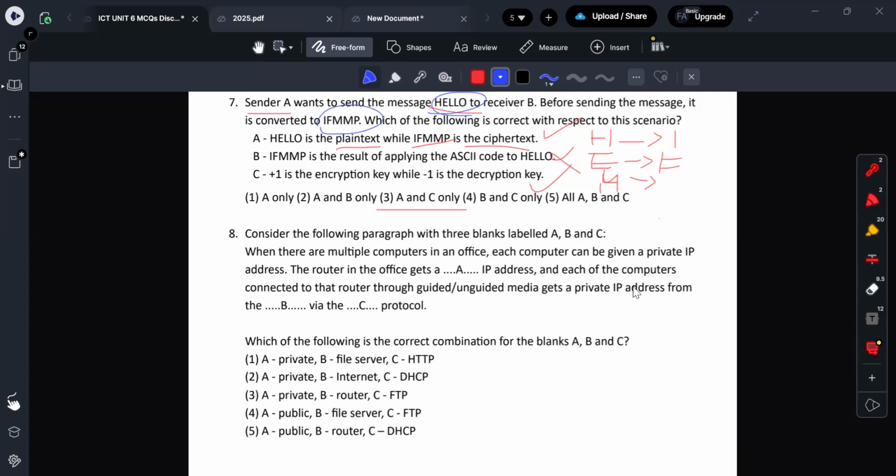So after H, when you add 1, what is the letter? After that, I, right? The alphabetical order. After E, you have F. And in hello, there is L, L, O. After L, what is the letter? You have the alphabetical order, +1, you have M, right? After O +1, it is P in the alphabetical order. Got it?